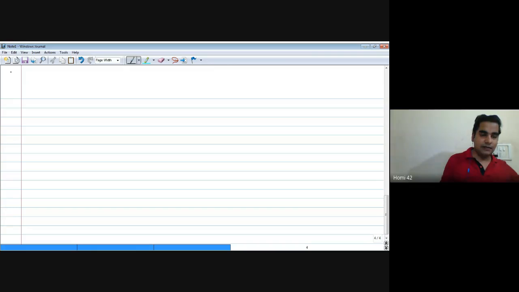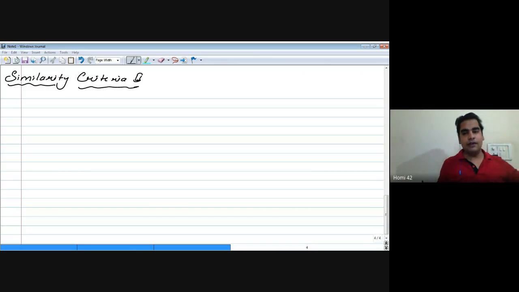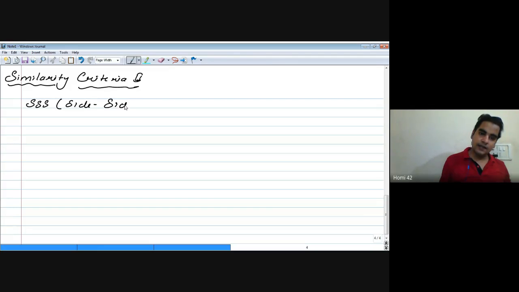So let's move to the second similarity criteria. Okay. Similarity criteria 2. We have already covered triple A similarity criteria. So now we are going to discuss triple S similarity criteria. Okay, triple S also referred to as side similarity criteria. So SSS means side side side similarity criteria.